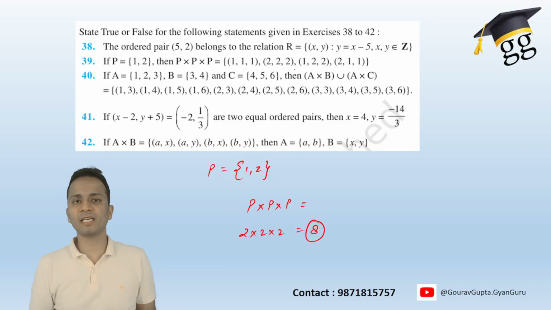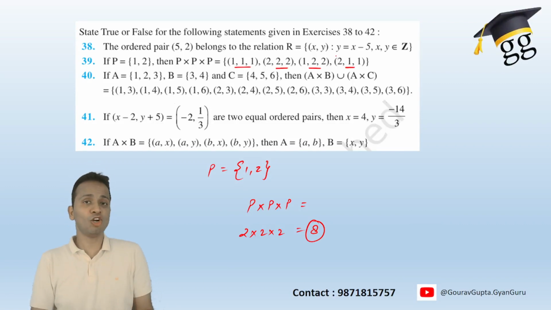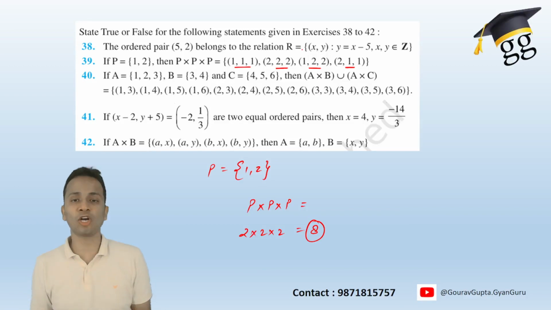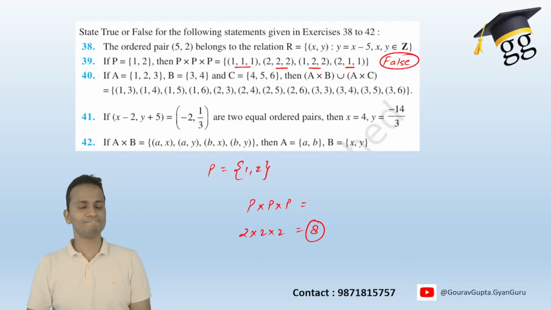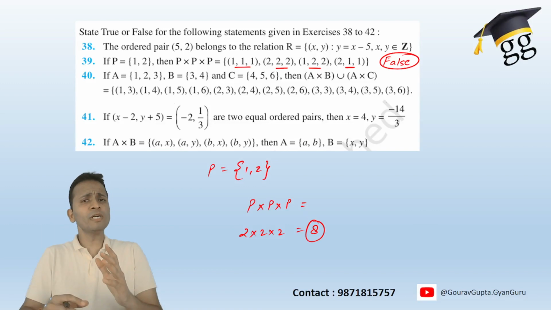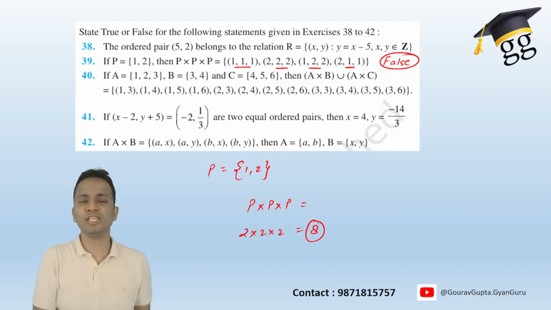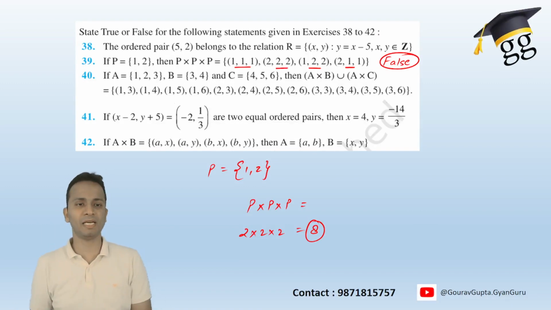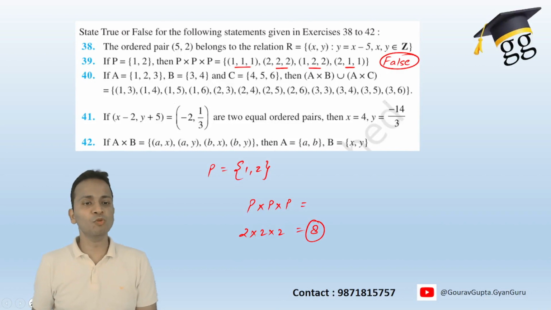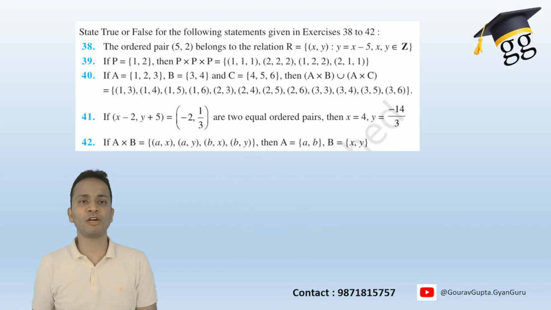But the statement gives only 4 elements. So obviously it cannot be true. The number of elements are not matching. So I can say that question number 39, this statement is also a false statement. Simple. You don't have to completely write the Cartesian product P multiply P multiply P. Let's move on and look at the next question, question number 40.